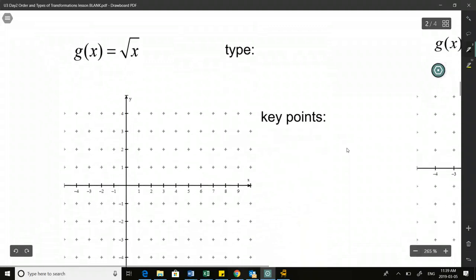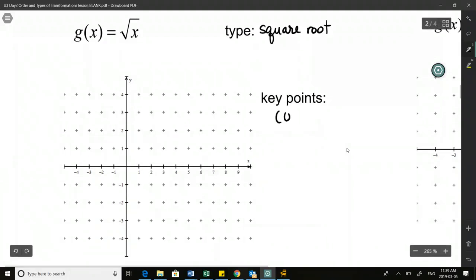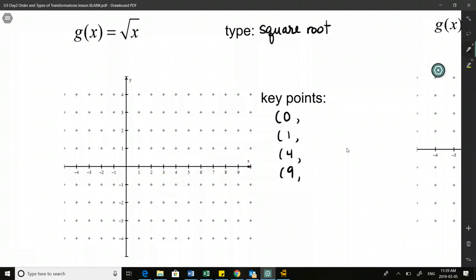Good? Okay, next one. This is a square root function. And the key points, I strategically chose some x coordinates for this. Did you notice I chose 0, 1, 4, and 9? Isn't that kind of weird? Why didn't I choose something like 0, 1, 2, 3? Because these are all perfect squares. Yeah, we can square root them and get whole numbers. You can choose 0 to 5 if you want, but then you're going to get some decimal values, and we want to avoid that.